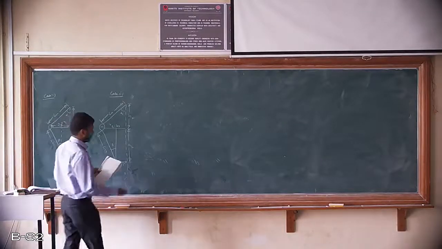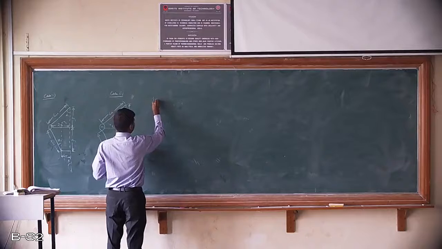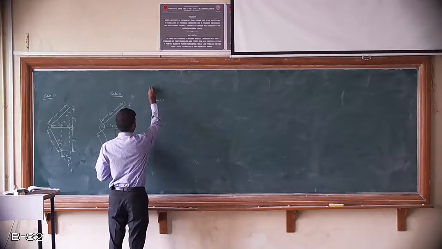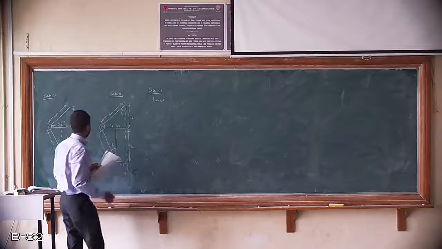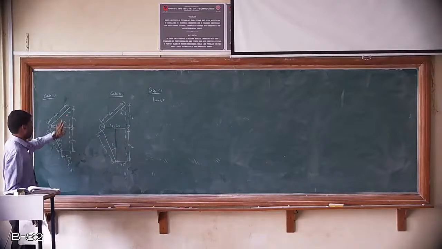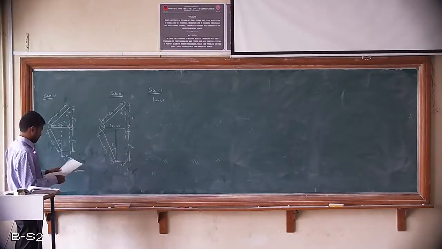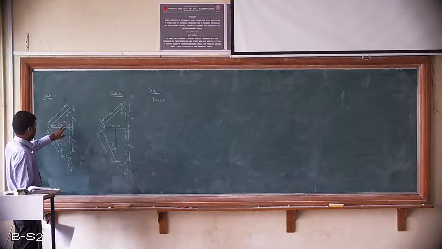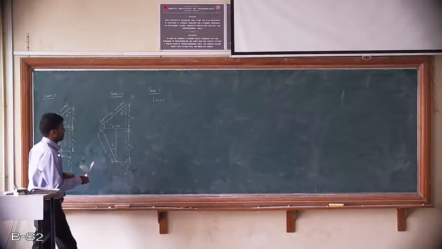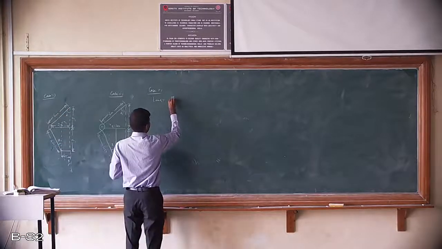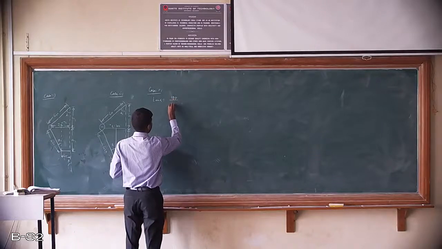First I will calculate the value for tan alpha in case 1. So how to get the value for tan alpha? Tan alpha is nothing but opposite divided by adjacent.